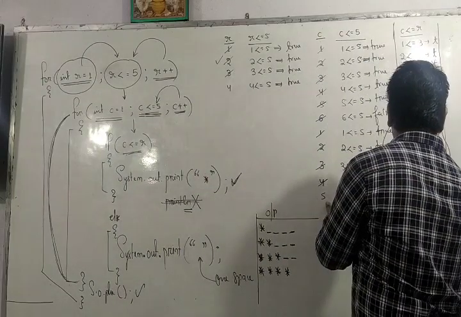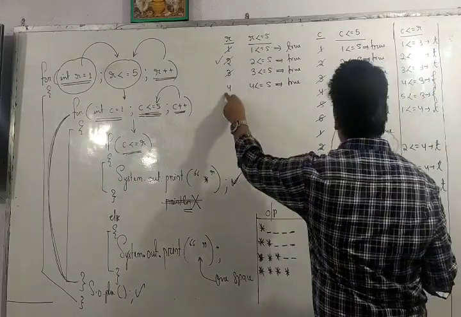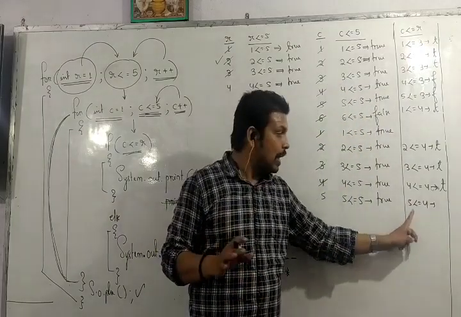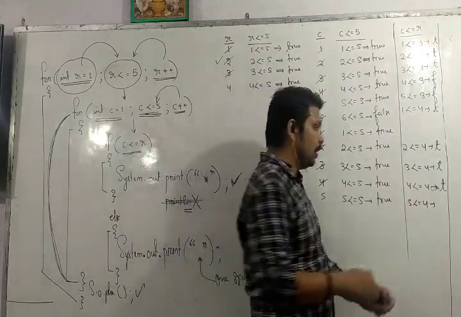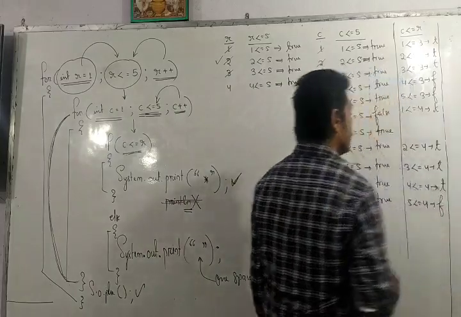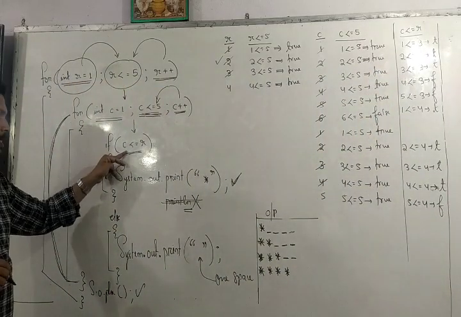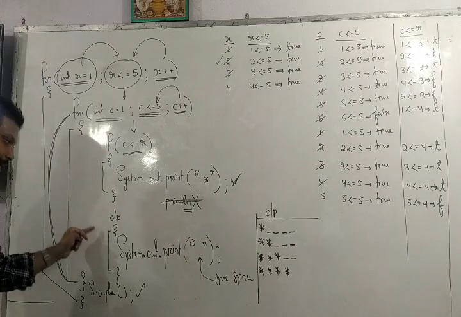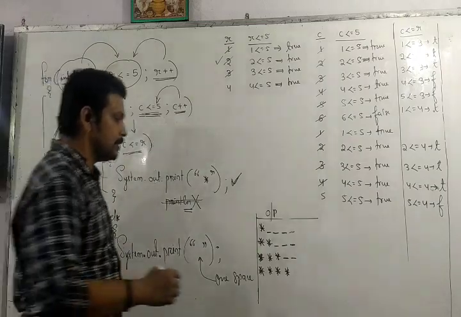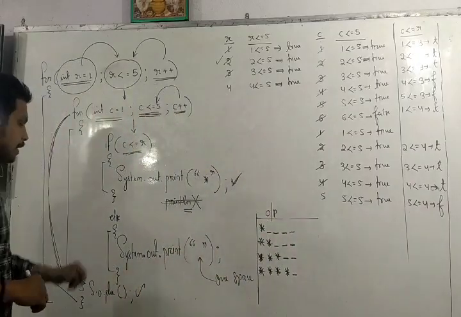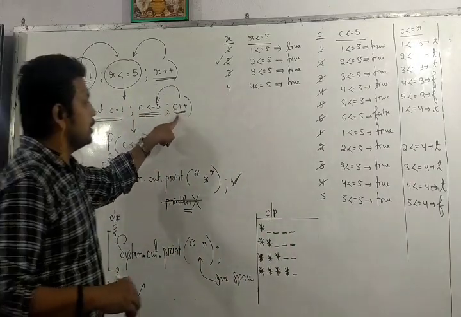What is C? 5. 5 less than equal to R. R is 4. 5 is less than 4? No. 5 is equal to 4? No. Then we will get false here. If we are getting false, then the control will come to the else part and display one space. Okay. Then the control will go to the updation expression C++.